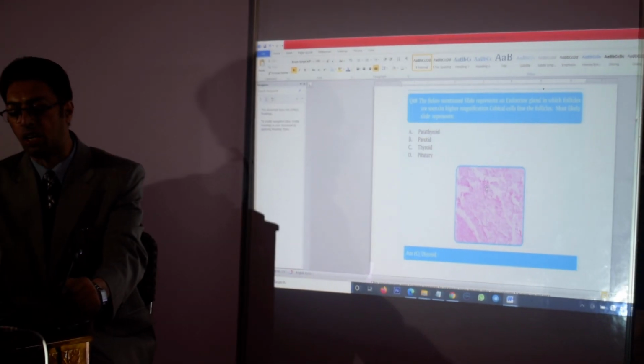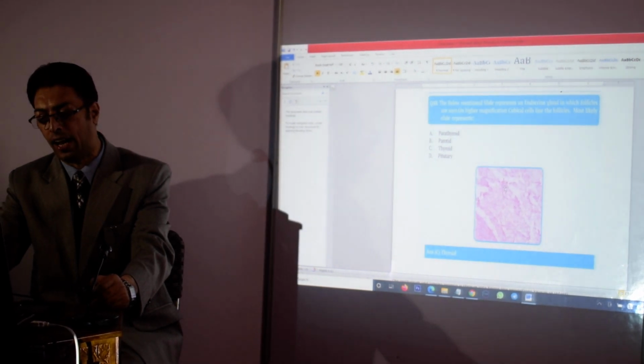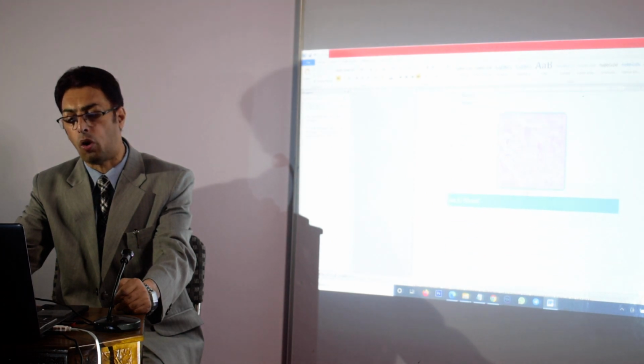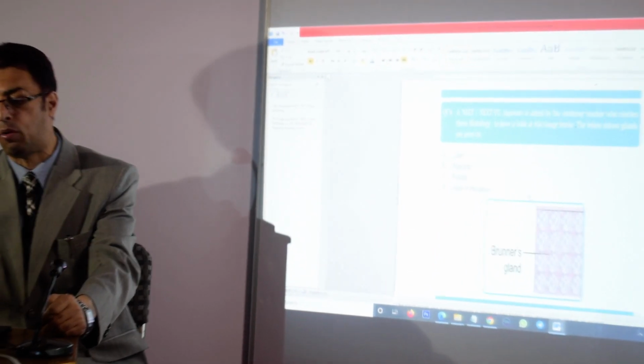So the correct answer would be the thyroid gland, which is represented by option C in the figure. Moving on to the next slide. So we have got the next slide.